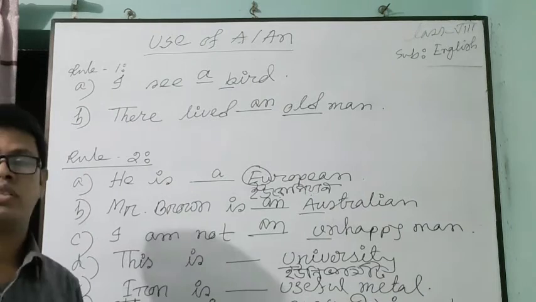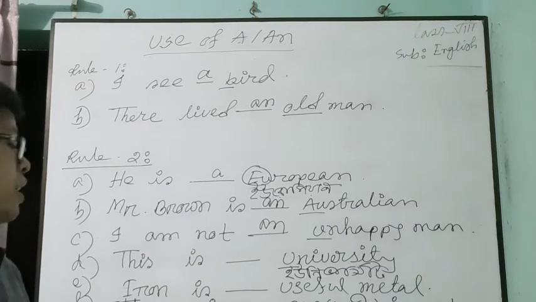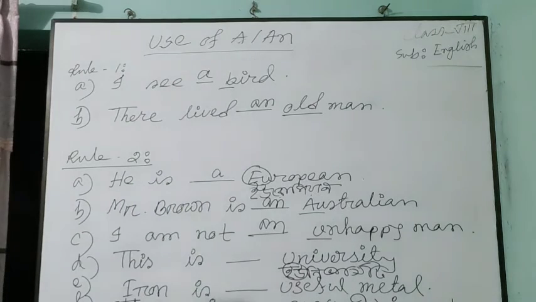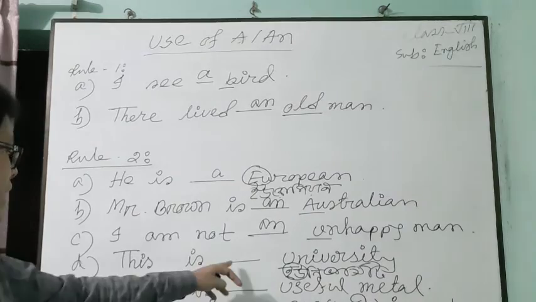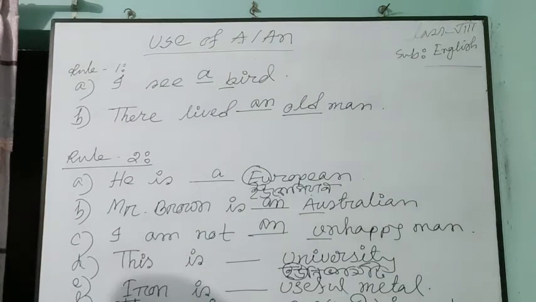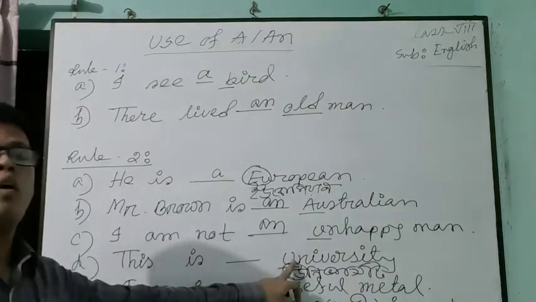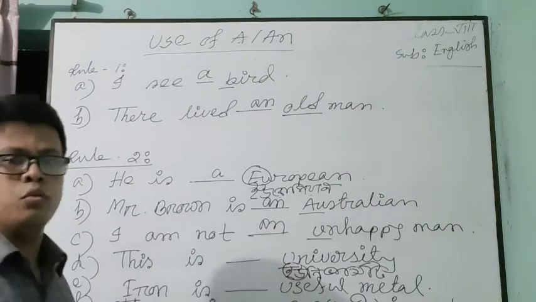Universities: the U sounds as a consonant, not as the vowel sound. We can't write 'an' there, we should write 'a'. So 'a' is used before 'university', because the U sounds like 'yoo'.